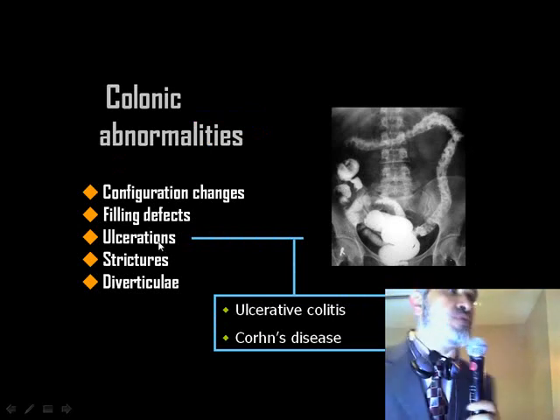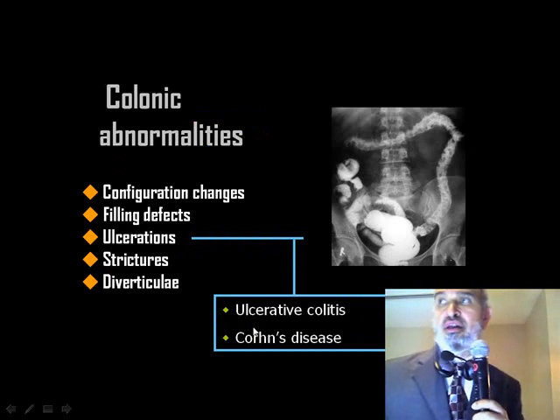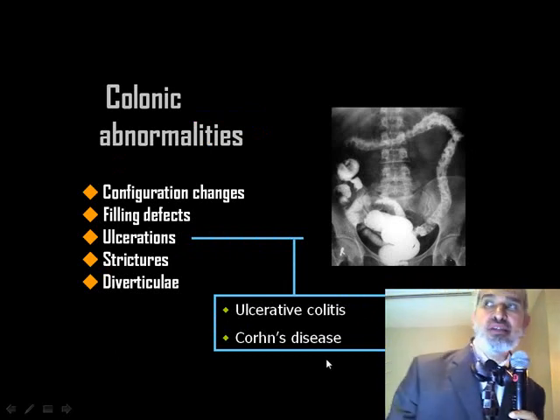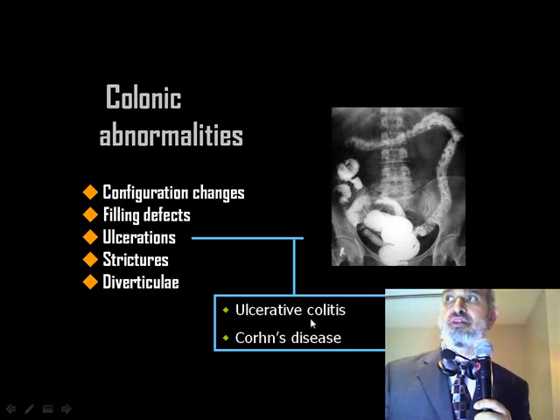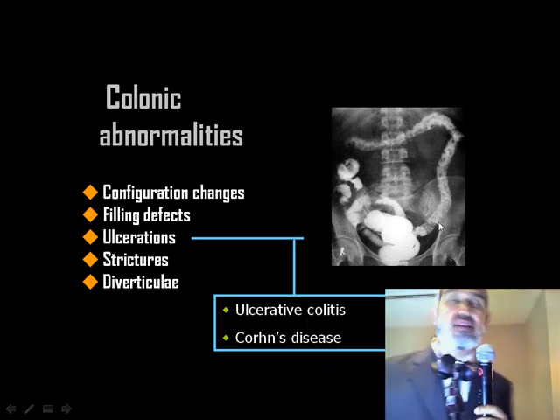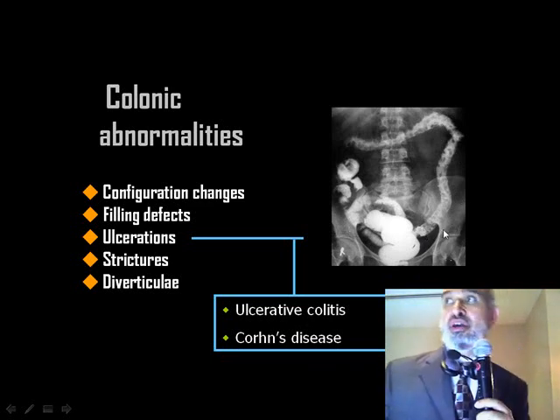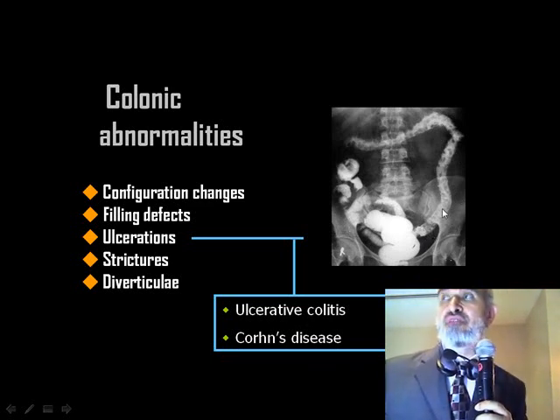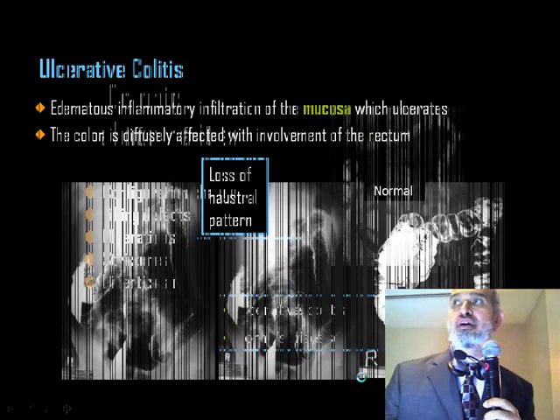Ulcerations are usually produced in the colon by two major diseases. Commonly by ulcerative colitis, less commonly by Crohn's disease. And in ulcerative colitis, you know that this disease usually affects mainly the descending colon, resulting in marked loss of haustral pattern and leaving the colon featureless. There is no haustra and the lumen is markedly narrow.